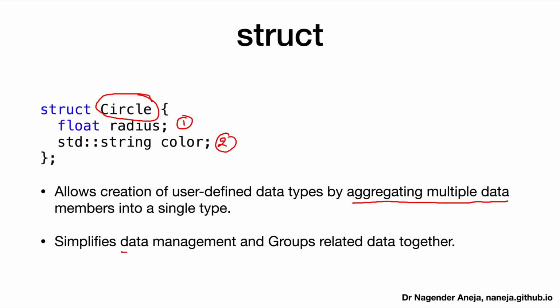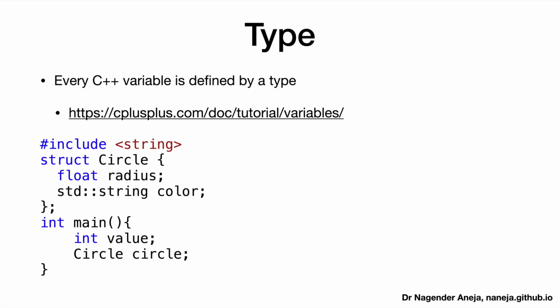So it simplifies the data management and groups the related data together because both the data types, radius and the color, belong to the circle. So now we have grouped and created another data type circle. And whenever we need radius or color, we can refer to it using the dot operator. So each C++ variable, as we know, has a type, and this circle is another type that we have created. It is in addition to the primitive data types.